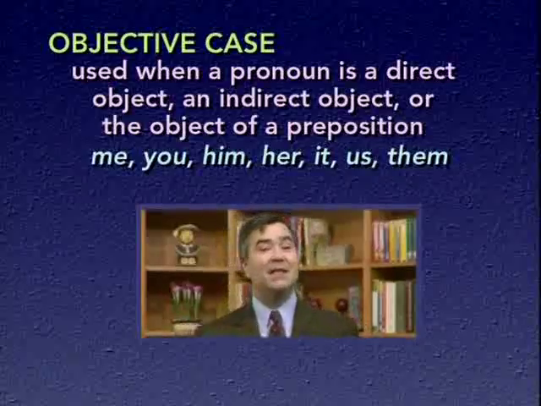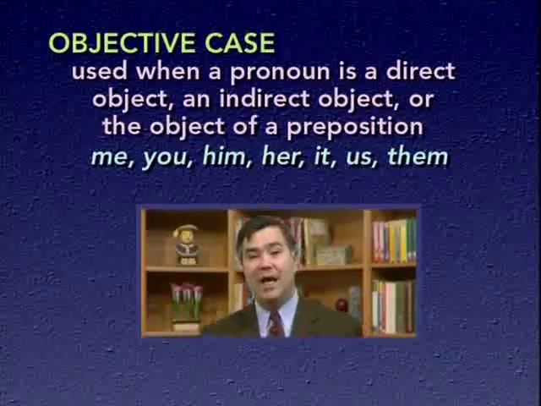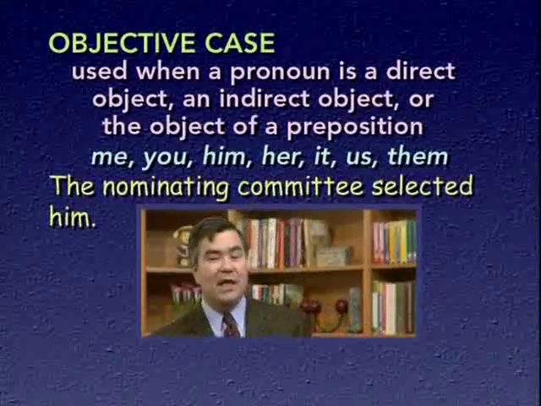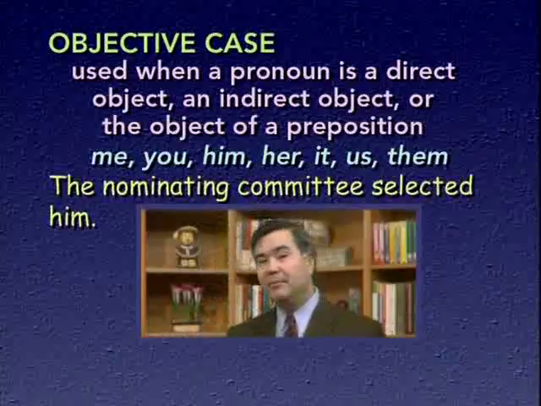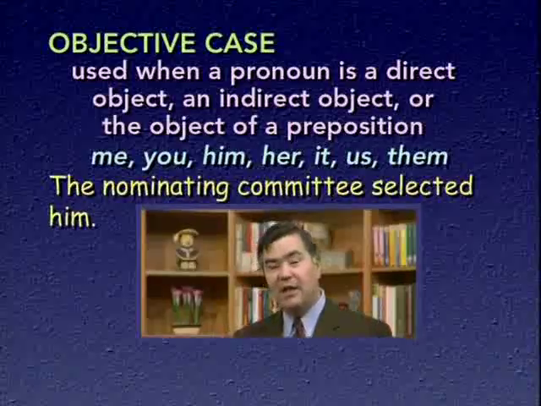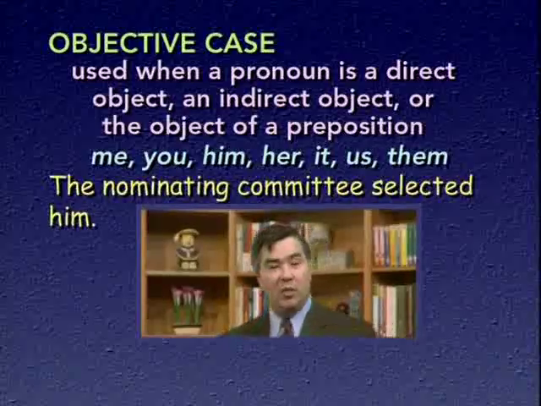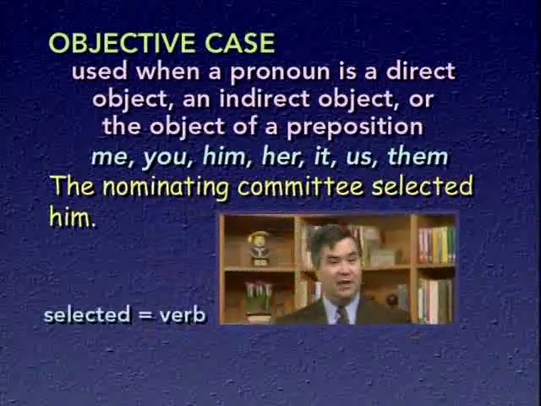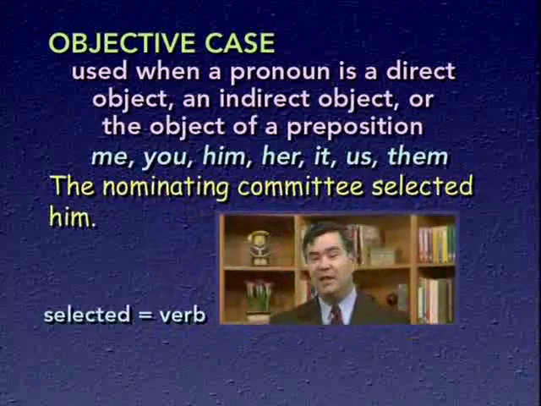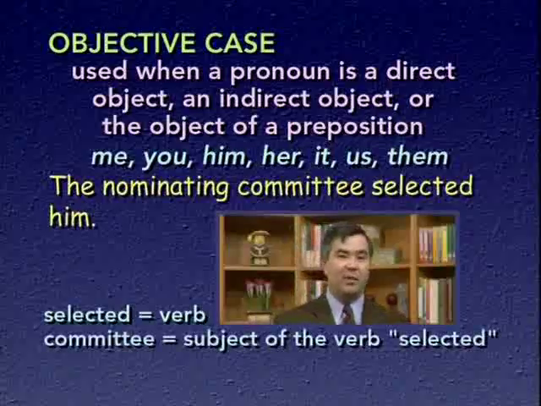Let's look at sentences that illustrate each of the three ways an objective case pronoun might be used. First, the nominating committee selected him. It's usually good to analyze a sentence by finding the verb first. What's the verb here? Selected. Who or what did the selecting? The committee, the nominating committee specifically. So that's the subject of the verb selected.